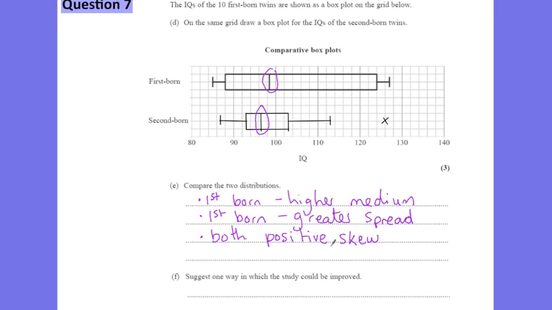Lastly, we're asked to suggest one way in which the study could be improved. Obviously, we are only looking at a very small sample. We only have 10 sets of twins. So actually, to improve this always is to increase the sample size by collecting more data. Collecting more data will increase the reliability of this study.